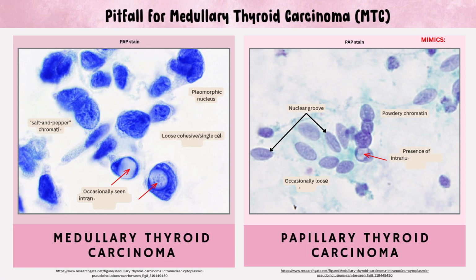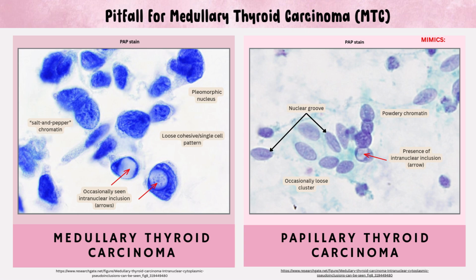Next, this slide shows another example of pitfall for MTC, which is papillary thyroid carcinoma. So let's recap the classic features of PTC. It includes nuclear grooves, intranuclear inclusions, powdery chromatin or hypochromatic nucleus, usually in monolayer sheets or sometimes in loosely cohesive clusters.